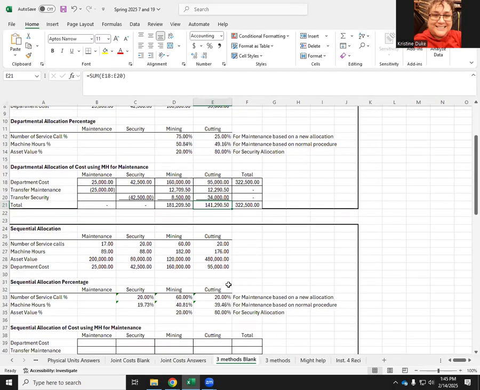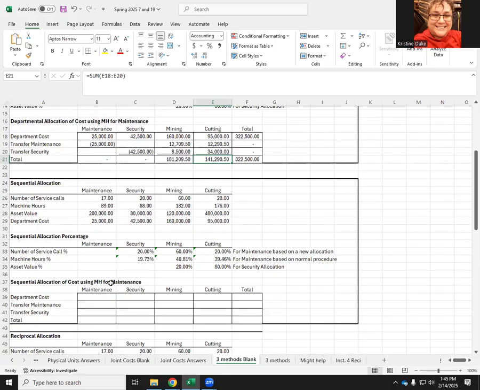You can also do the sequential, which does something very similar to this one up here. We're going to start with one of these, and then we're going to move on, and we're not going to allocate anything else to one of these. So we're going to start allocating for three of them. Now in here, you can see I've got all my hours and whatnot, and so we're going to transfer our maintenance over.